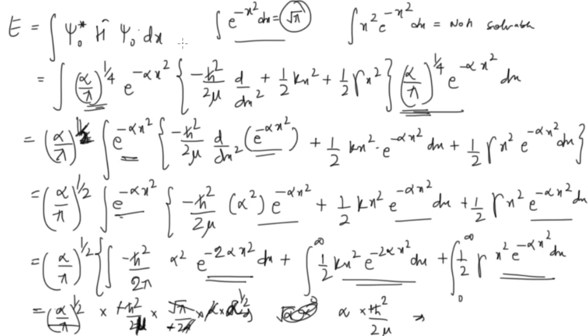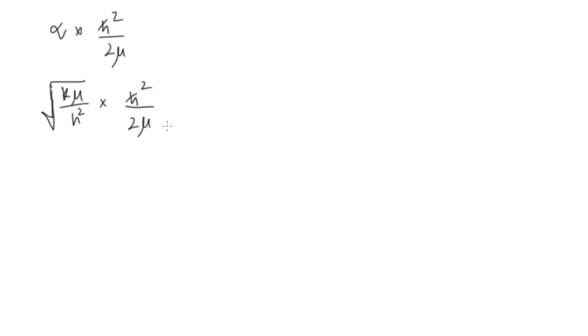Wait, I'll just solve it once again, so just hold on. So we just got alpha into h cross square by 2 mu, right? So just put the value of alpha, that will be under root k mu by h square. So that is what your alpha was in the given question, and this is h cross square by 2 mu. So you can write it in this form, that is k mu by h cross, right?